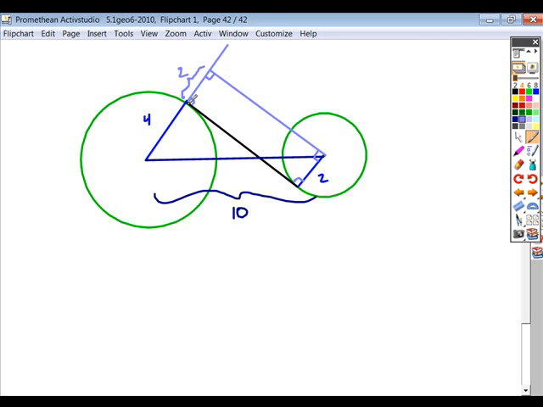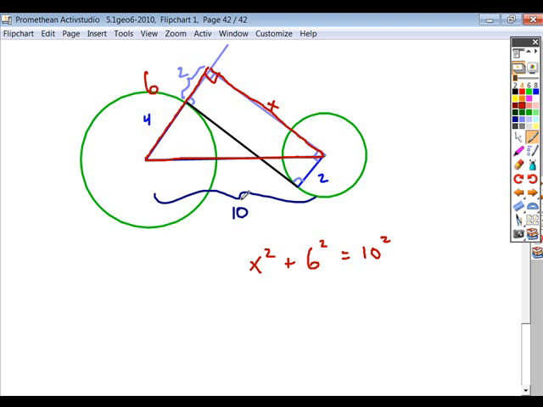Because now, if I want to find my common internal tangent, which I'll call x, all I have to do is use this large right triangle here. And I don't even have to set up ratios or anything, right? I have x squared plus 4 plus 2, which gives me a total length of 6, squared. And that's equal to the hypotenuse, 10 squared. And so what's going to happen right here? Do I even need the Pythagorean Theorem?